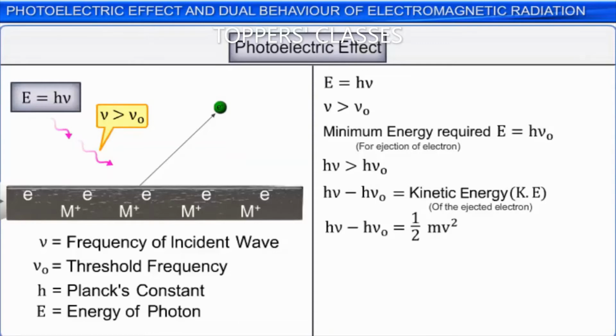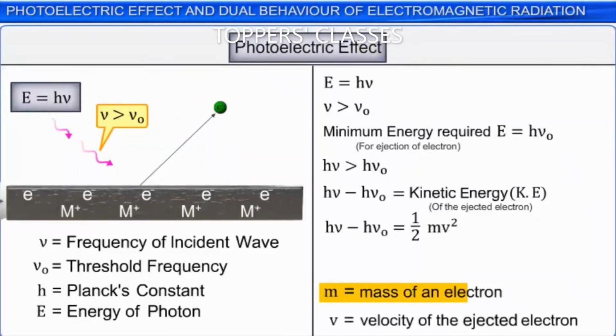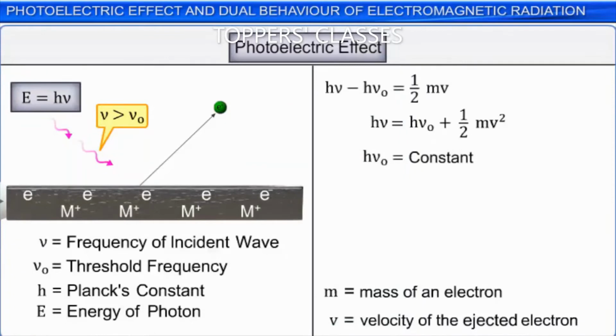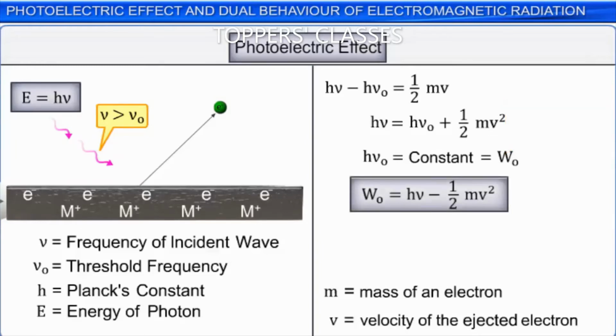Here, m is the mass of an electron and v is the velocity of the ejected electron. On rearranging the equation, we get h nu is equal to h nu0 plus half mv square. H nu0 is constant for a particular metal and is designated as W0, which is called work function. Now, the equation in terms of work function is as shown. Let us observe the values of work function for a few metals.